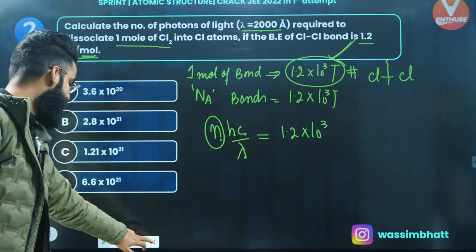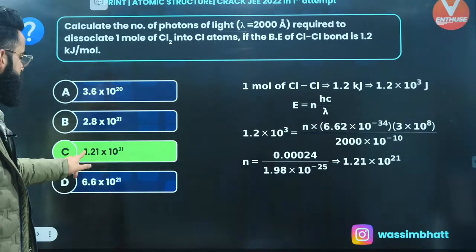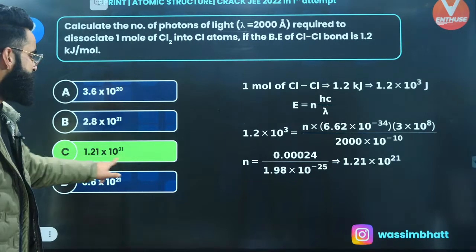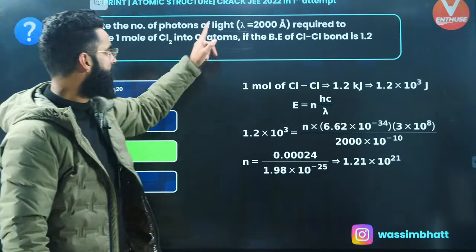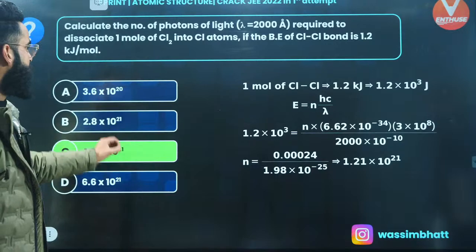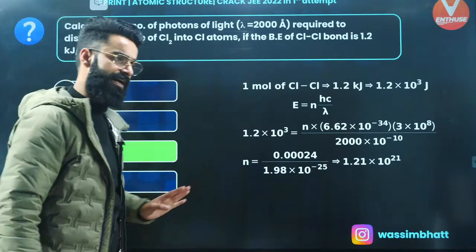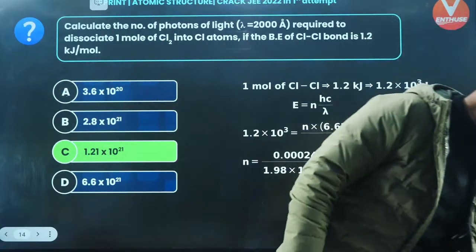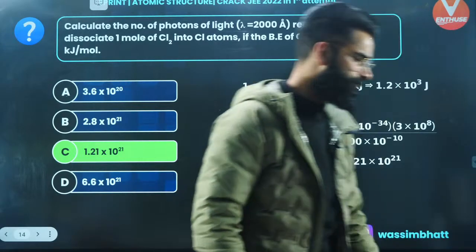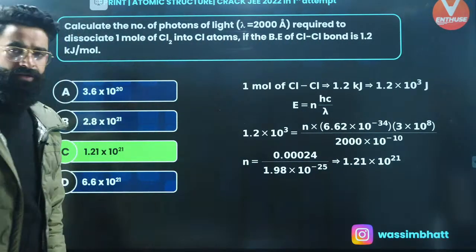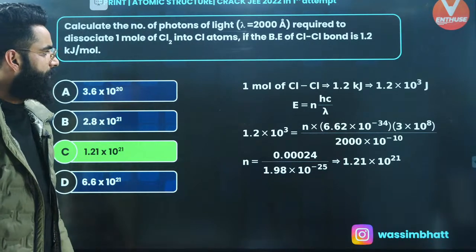So finally, let me show you the final answer. After solving this equation, you get the final answer as this much. These many photons of wavelength 2000 angstroms you need in order to break 1 mole of Cl2 into these Cl atoms. I'm sure the concept is clear to everyone. Perfect? Right people?